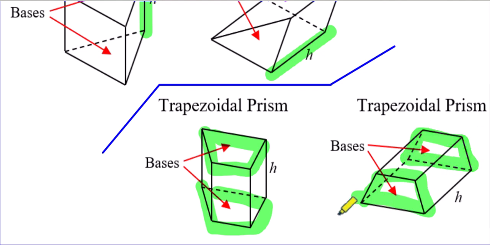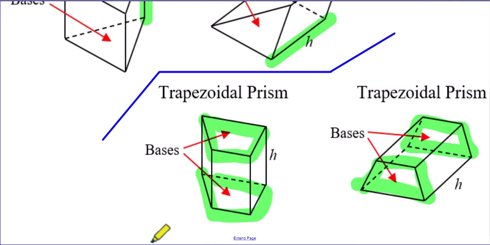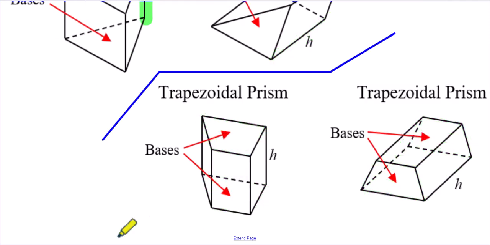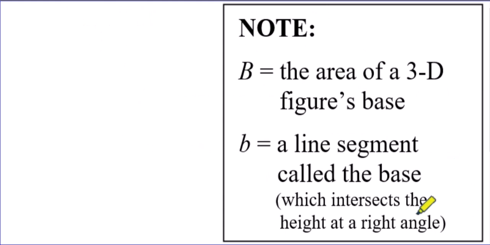So always look for the polygon that is parallel and congruent to each other, whether it's trapezoids or whether it is triangles. And then once again, the height will be the line segment that goes between those trapezoids. Same thing here, line segment that goes in between, that's what we call the h, the height. Now, before we go any further, since we're going to use area formulas to get capital B, I need you to make sure you understand the difference between capital B and lowercase b. Capital B is the area of the 3D figure's base.